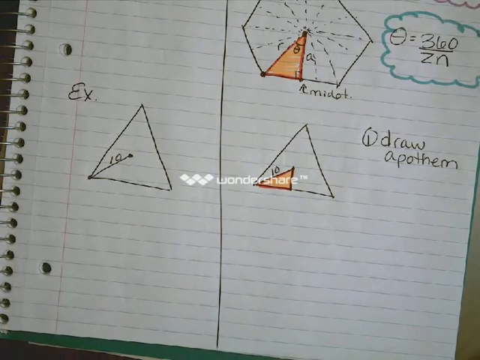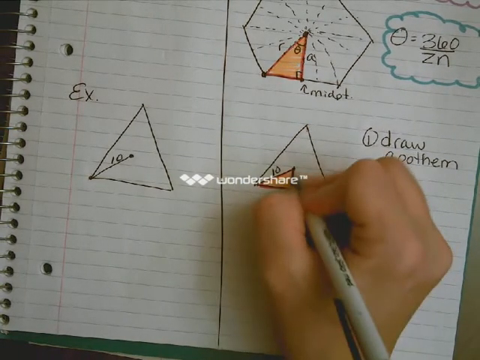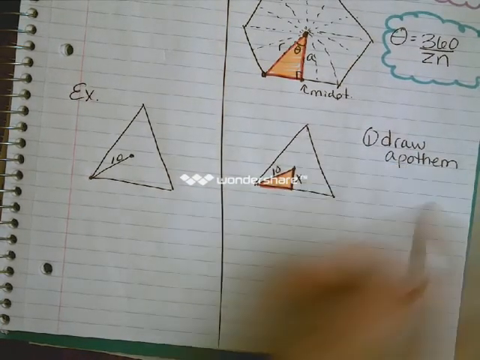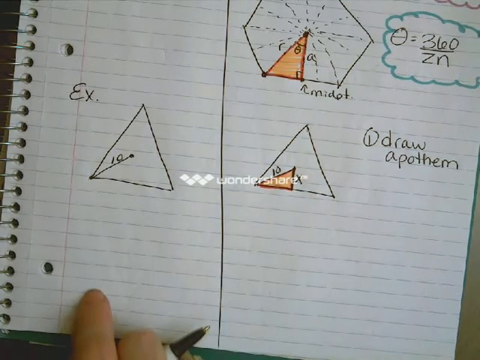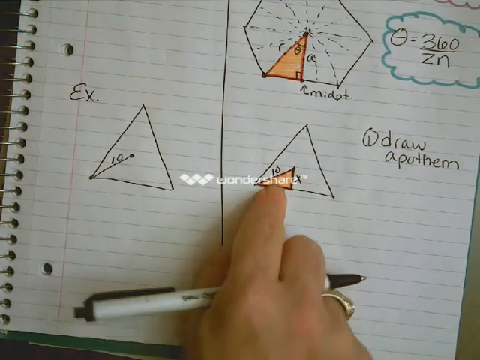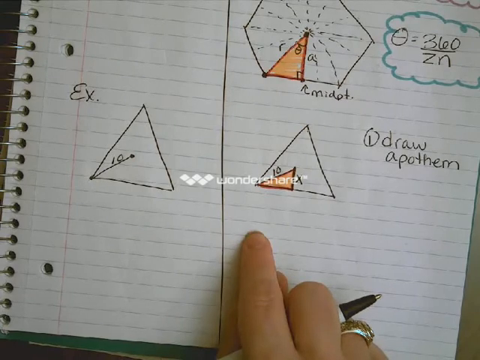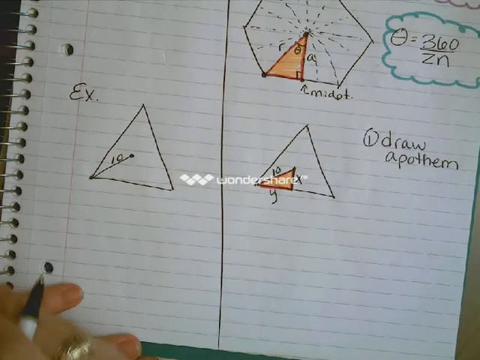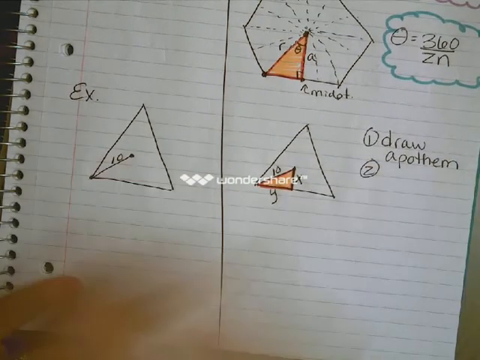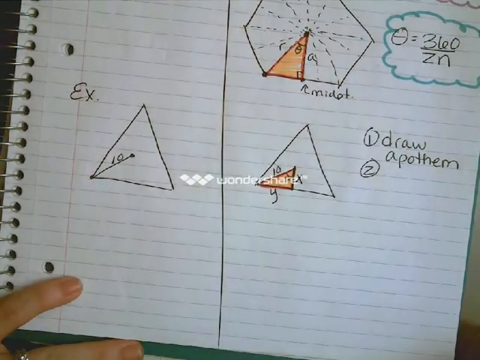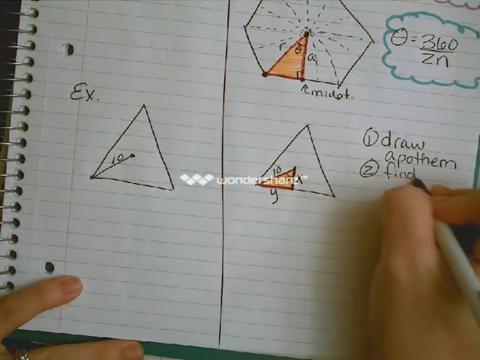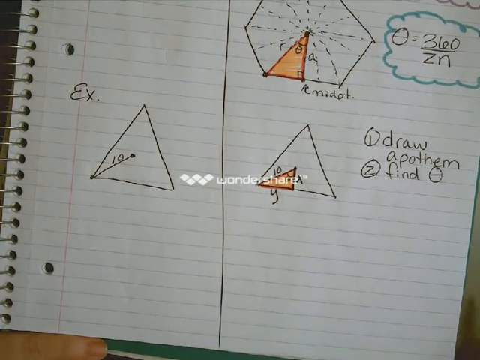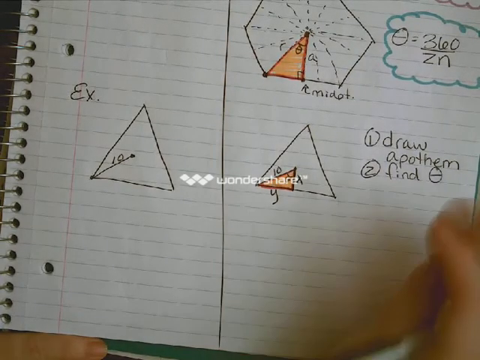I need both of the sides of this triangle. I need this side of the triangle because it's the apothem. I need this side of the triangle because I'm going to use it to end up finding the perimeter of the shape. Okay? I can't find either one of those sides until I find this angle right here, which is step 2 of every single one of your problems. Okay? So step 2, find the theta.